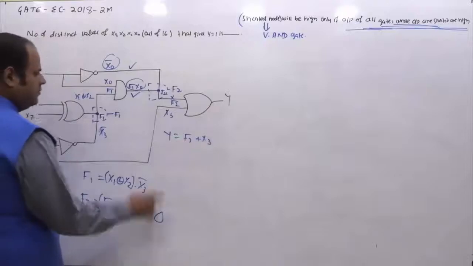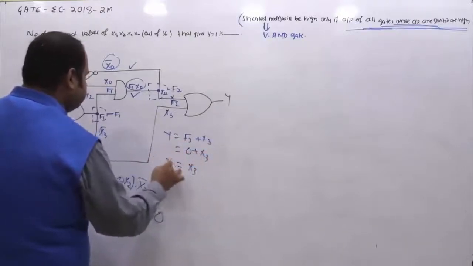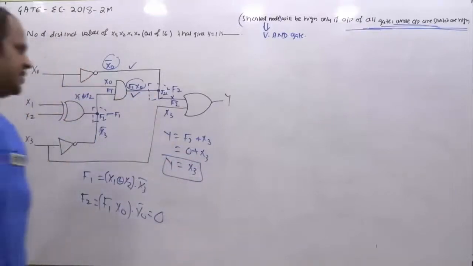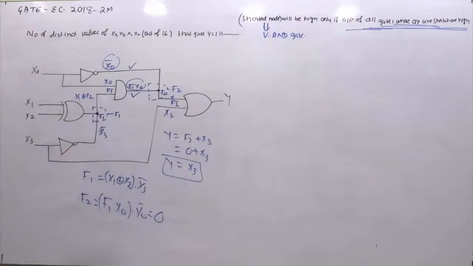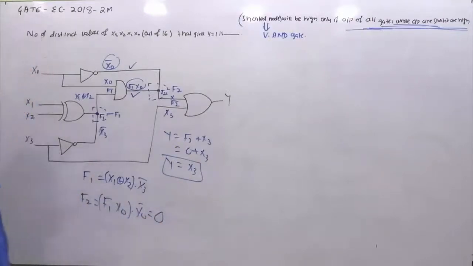But what is your F2? F2 you got is 0. So 0 plus X3, you got X3. So what is your Y? Y is equal to X3. So what we have done in this case is, based on the information given, first we try to get what Y is in terms of X0, X1, X2, X3.